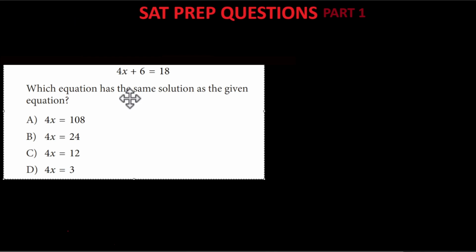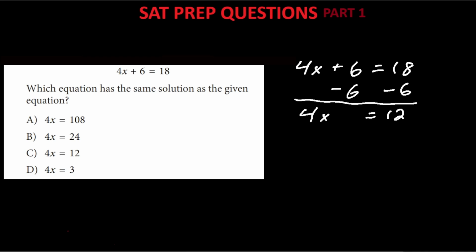This question is a simple one again, and it's asking which of these equations is the same as this one. All you had to do is subtract 6 from both sides. You get 4x equals 12, which we see over here is choice C.